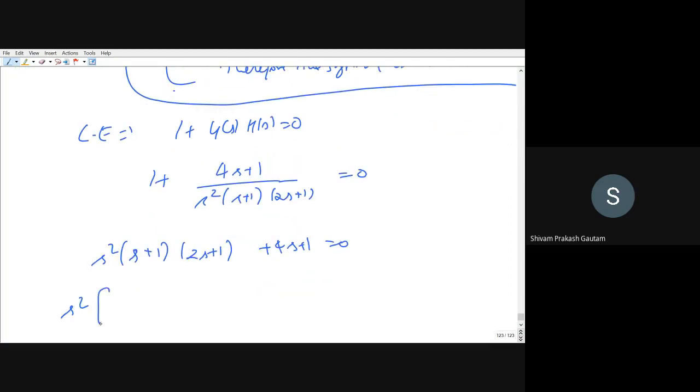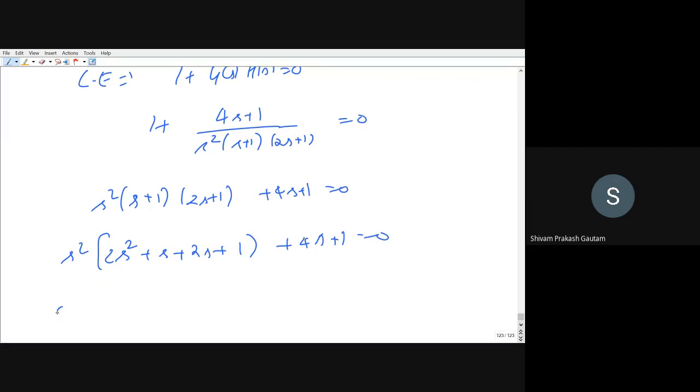Open the bracket. So this is s square times (2s square plus s plus 2s plus 1), plus 4s plus 1, is equal to 0. Opening the bracket, this will be 2s to the power 4 plus 3s cube plus s square plus 4s plus 1. This is our characteristic equation.